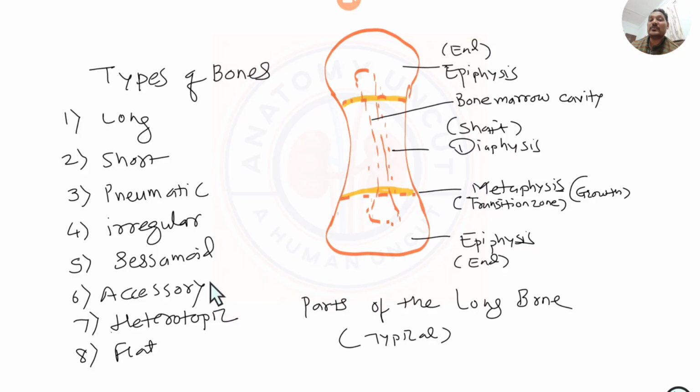Accessory bones are those bones which develop from an extra ossification center, where there is normally no bone, but the bone separates from the normal bone and it forms your accessory bone. Heterotopic bone develops at an abnormal site because of some accident, some injury. Okay. A flat bone is a sandwich bone, a compact bone sandwiching your diploic or spongy bone, that is known as a flat bone. So this slide becomes very important for the study of the bone.